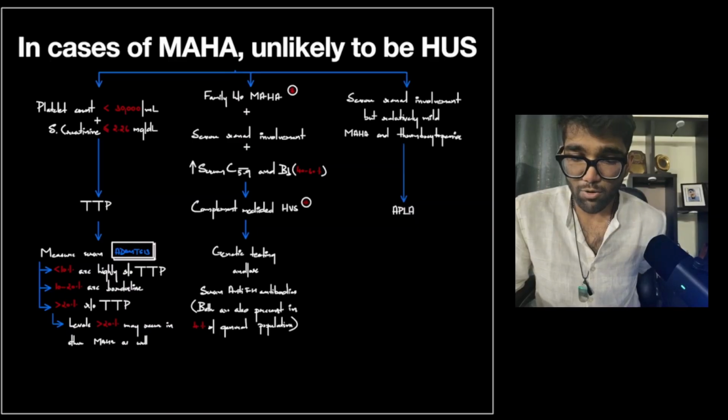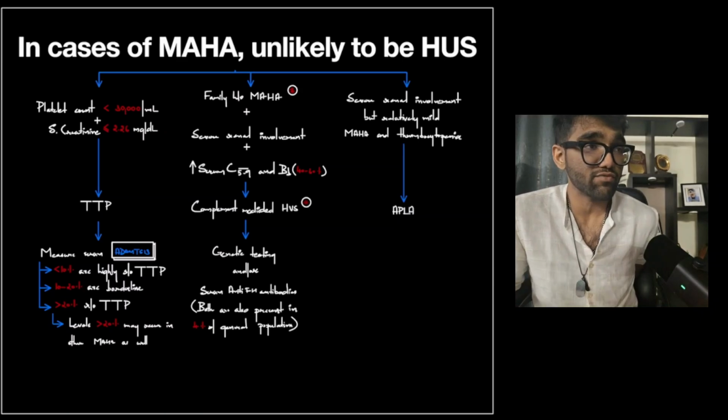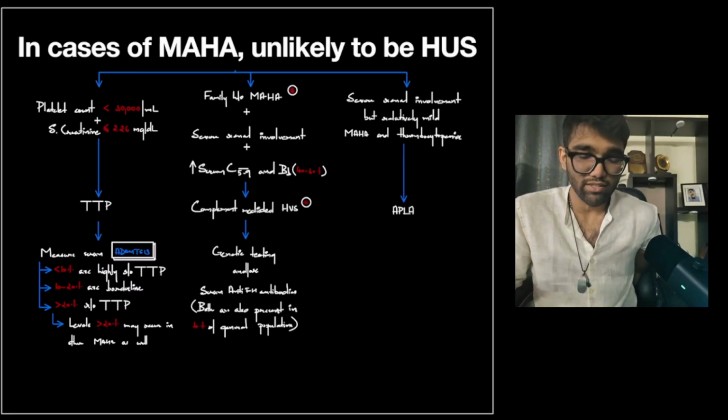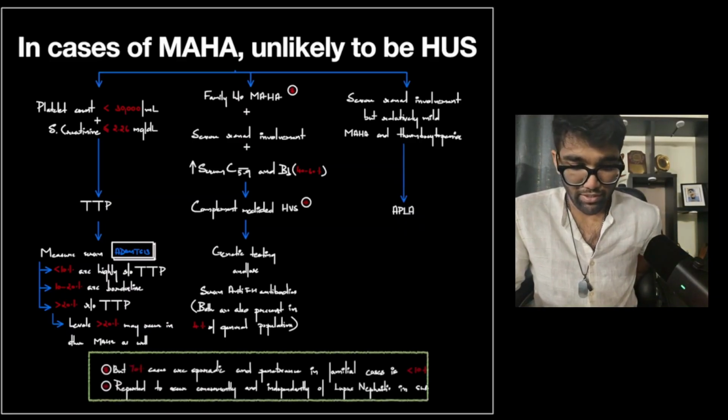Okay. Now, finally, if you have very significant renal dysfunction, significant azotemia, but not very significant thrombocytopenia, okay, so the creatinine is more than 2.26 and platelet count has not fallen below 30,000, then you can start thinking about antiphospholipid antibody syndrome. Okay.